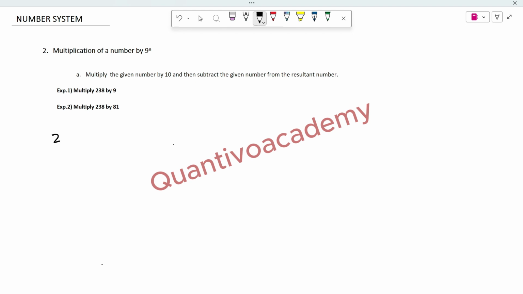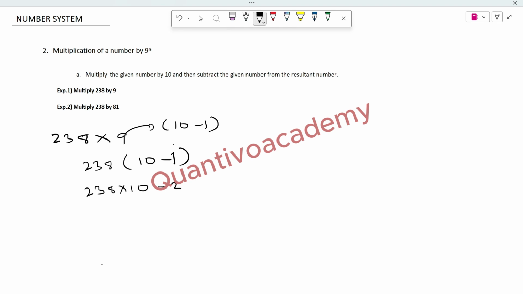We have to multiply 238 into 9. So can I write 9 as 10 minus 1? Yes. So 238 into 10 minus 1. So what I can do: 238 into 10 minus 238 into 1, 2380 minus 238. The result will be 2142.